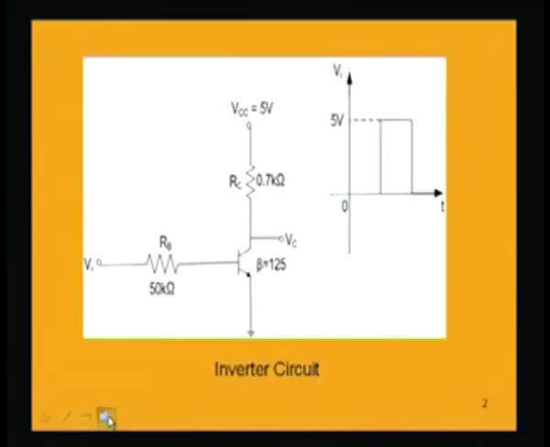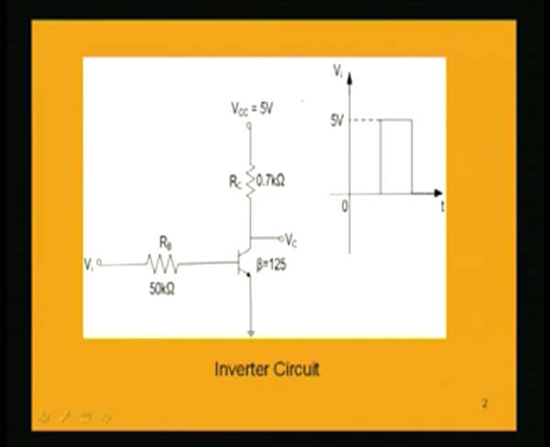So, the circuit for the inverter is as shown in this circuit. Here the BJT common emitter is used, and the resistances in the collector as well as in the base are RC and RB, and VCC is the biasing voltage, for example, in this case we are taking 5 volt VCC, and the values of RC and RB are 0.7 k ohm and 50 k ohm. This is a very simple example, and the beta value for this common emitter transistor is 125, say.